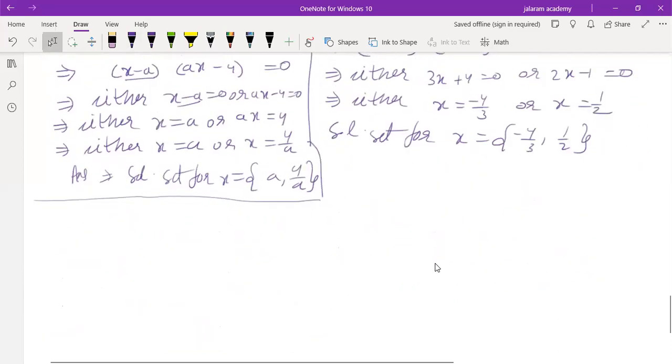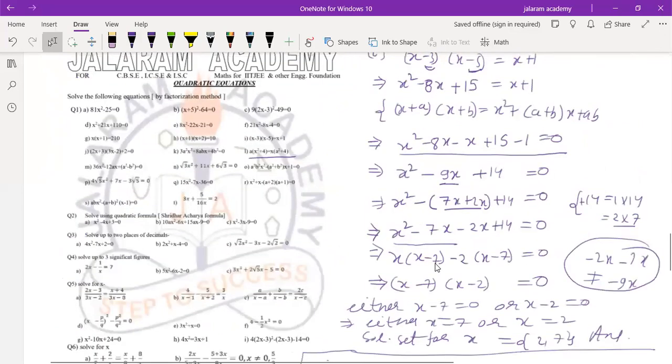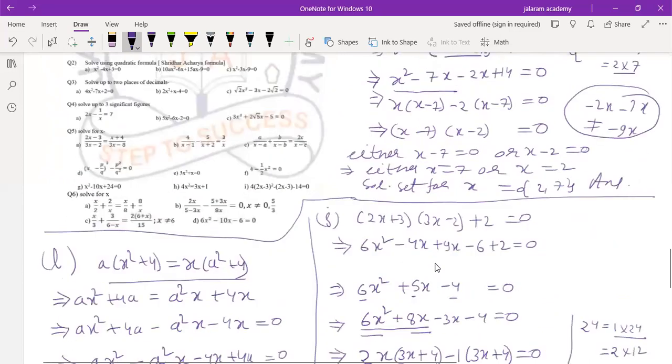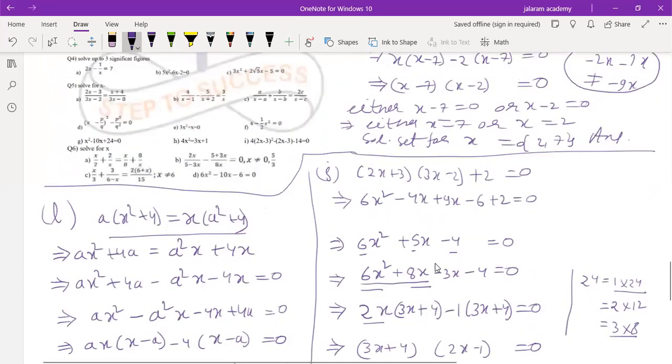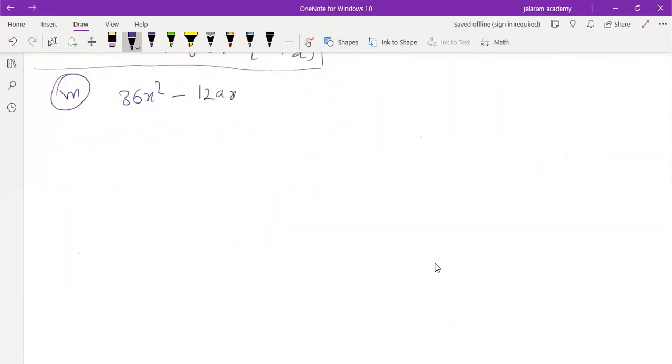Now the next is M. In question M also, you have to find the value of x only. This is also in terms of a. 36x square minus 12ax plus a square minus b square equals to 0. So how to solve this? First, we have to multiply these two. Is that clear to you?